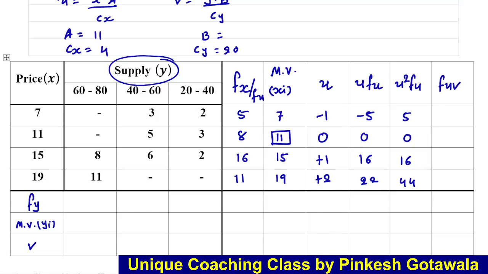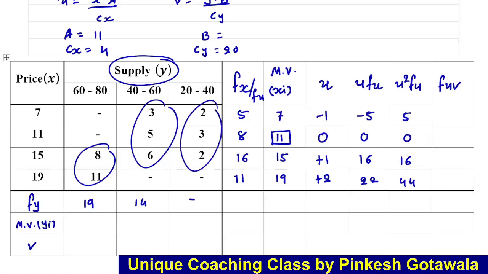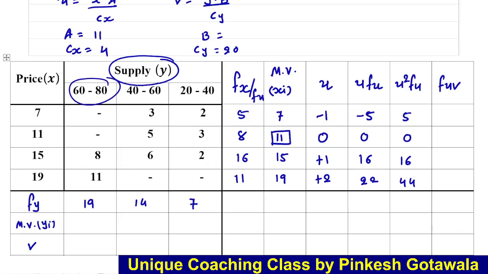Now come to this side, the y side. First of all, the frequencies: 8 plus 11, 19. Then 3 plus 5 plus 6, so 5, 3, 8, 8, 6, 14. Then 2, 3, 5 and 2, 7. Next column, mid values: 70, then 50, then 30.